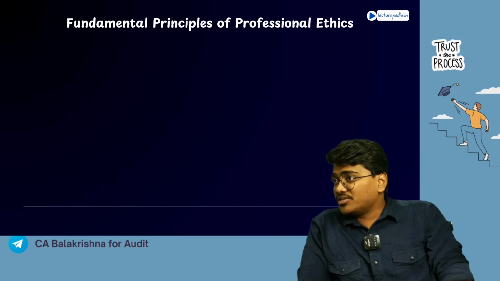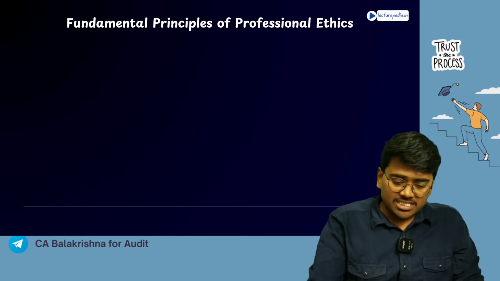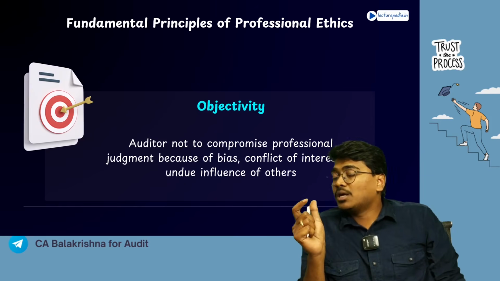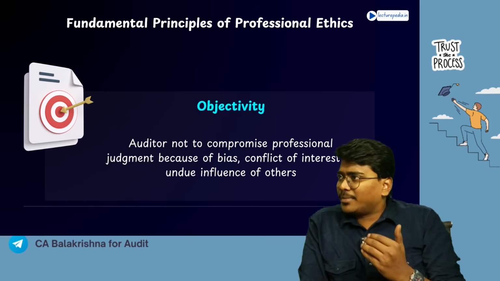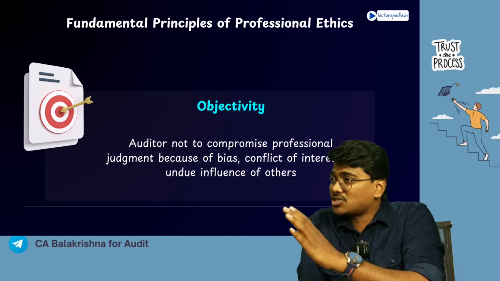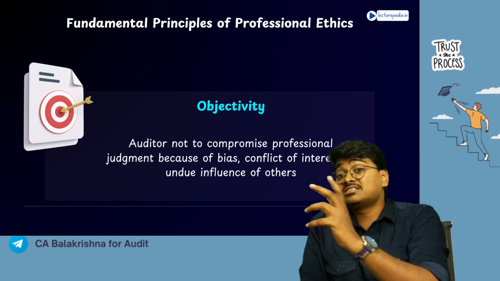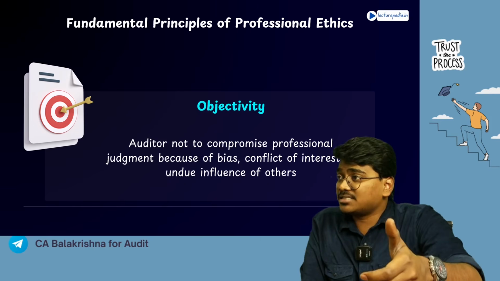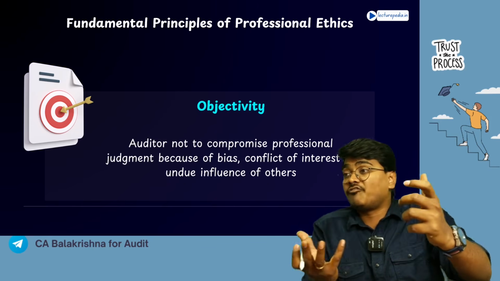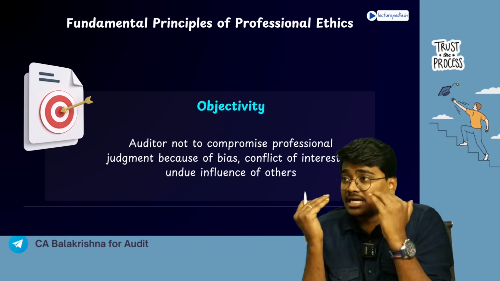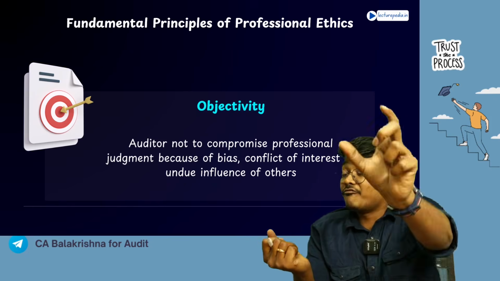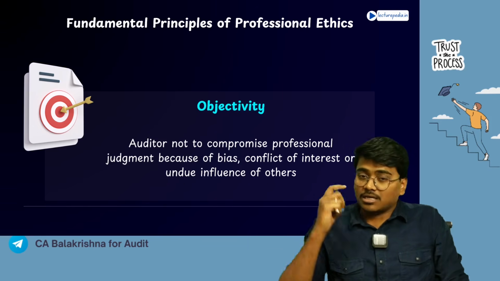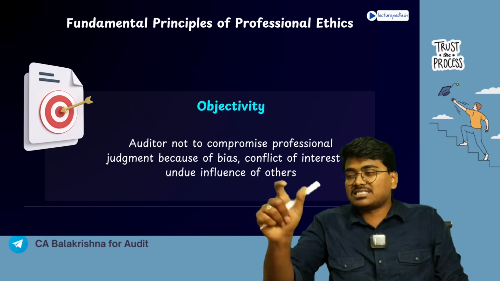So the next fundamental principle is objectivity. What is meant by objectivity? Objectivity is related to decision making. You can make decisions in 2 ways: one is the objective manner, another is the subjective manner. If you take decisions objectively, it means you are taking decisions based on facts, whereas subjectivity means taking decisions based on emotions. That is the difference between objective and subjective decision making.